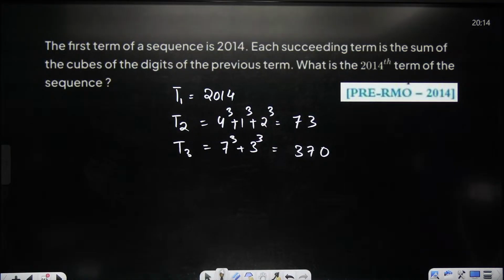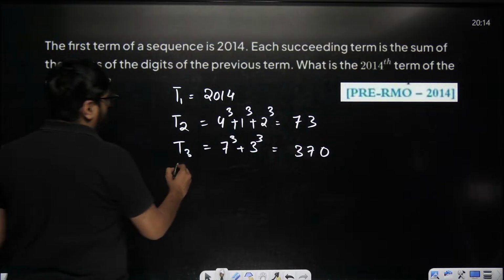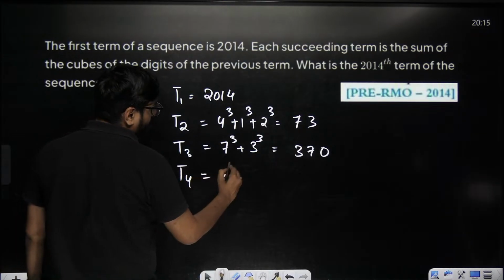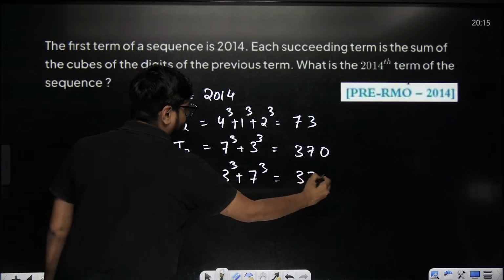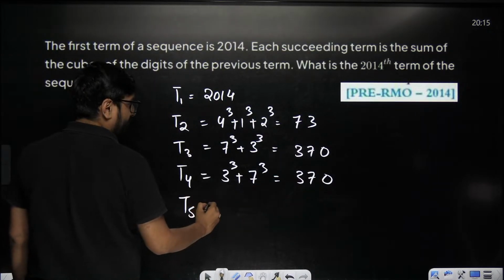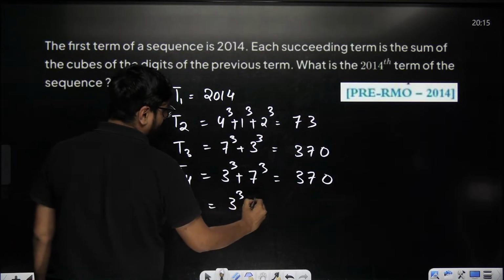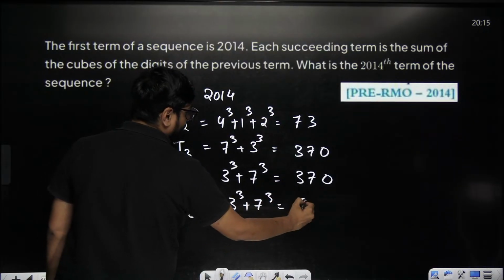Check a couple more terms. Okay. T4 will be what? 3 cube plus 7 cube, 370 only. T5 will be what? 3 cube plus 7 cube, 370.